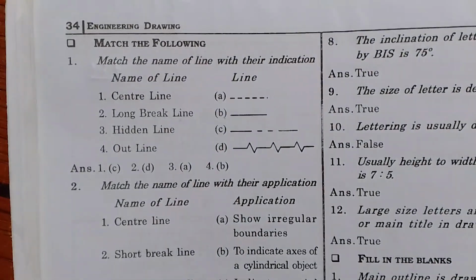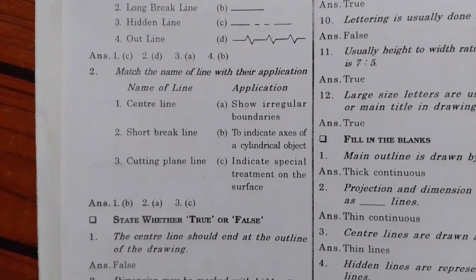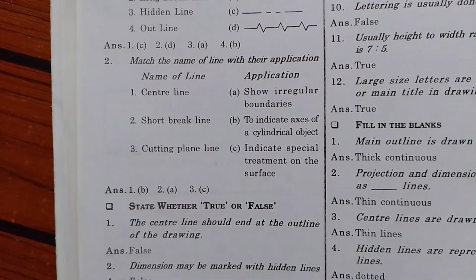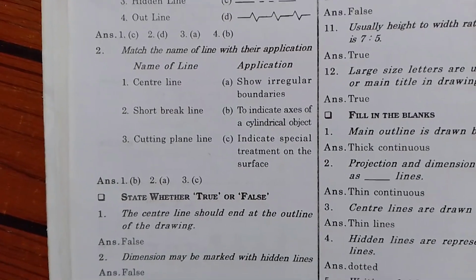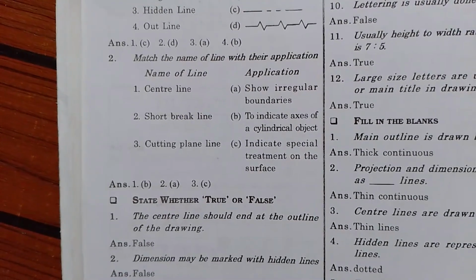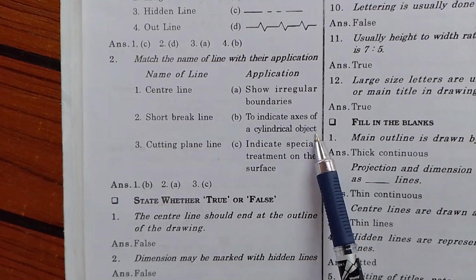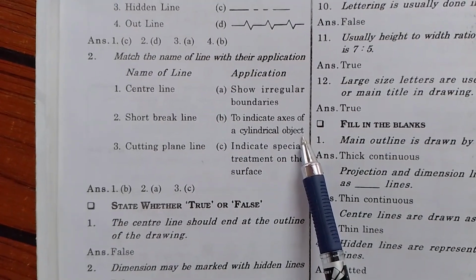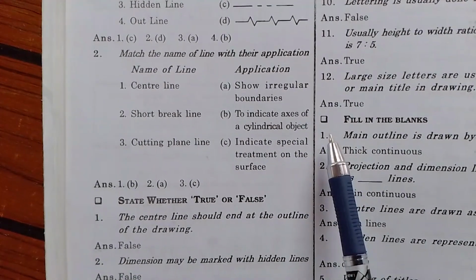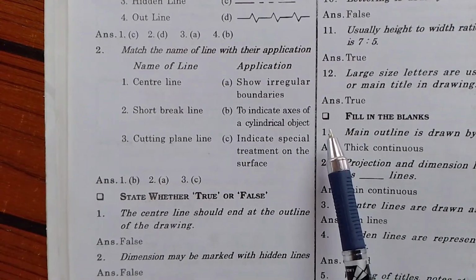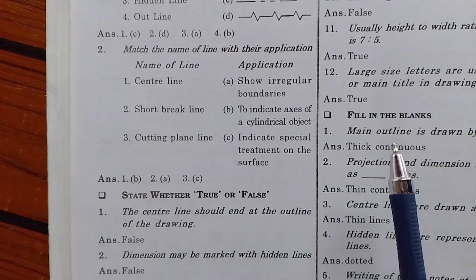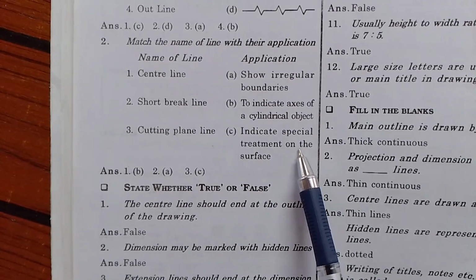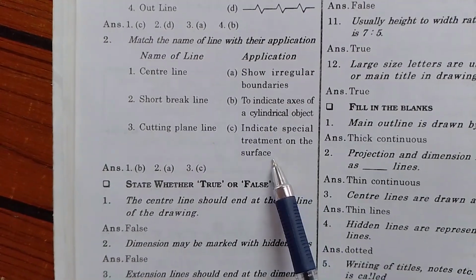Question number 2. Match the name of the line with their application. Center line, short break line, cutting plane line, center line. Option B, to indicate the axis of the cylindrical object, axis, center line. Option 2 is A, short break lines show irregular boundaries. 3. Cutting plane line is used to indicate special treatment on the surface. When we cut the surface, special treatment on the surface, it is shown by cutting plane lines.